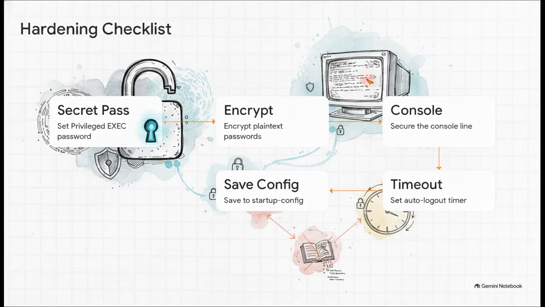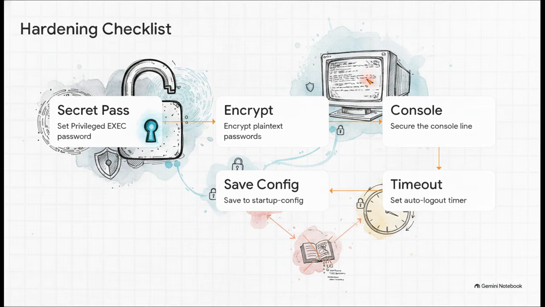Let's walk through some real-world examples from this Chapter 2 hardening checklist. And remember, order is everything here. First, you set your enable secret to lock that server room door. Second, you run service password encryption. You really don't want plain text passwords just sitting around for anyone peeking over your shoulder, right?